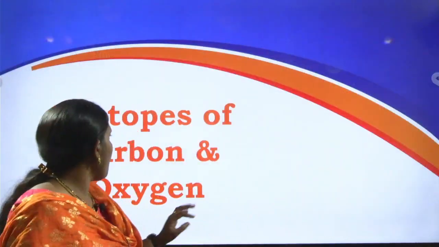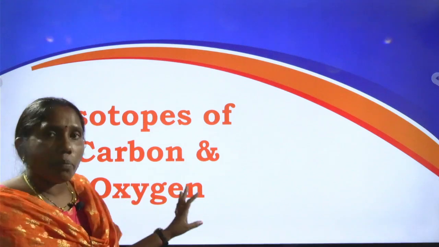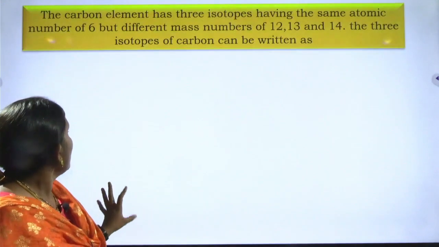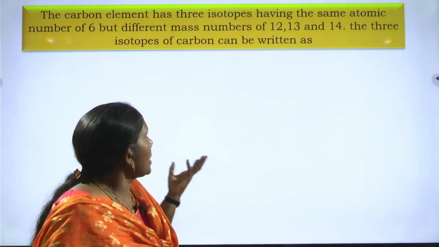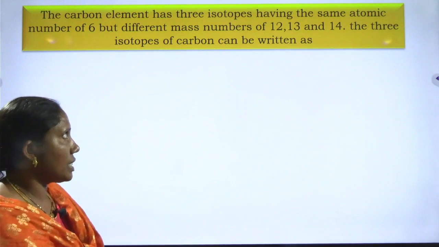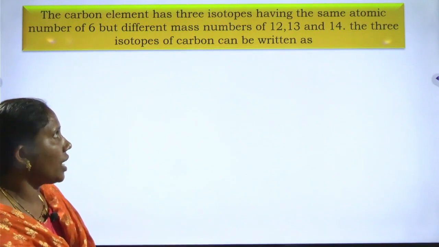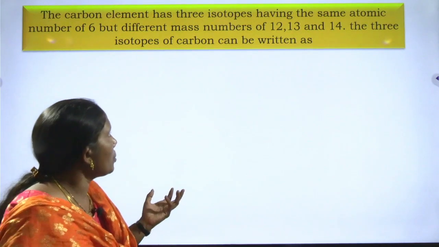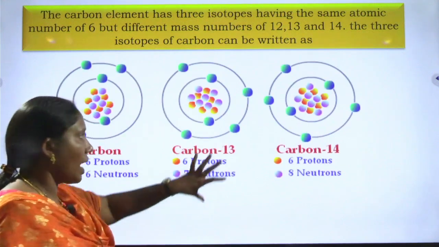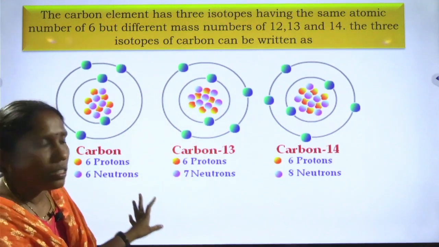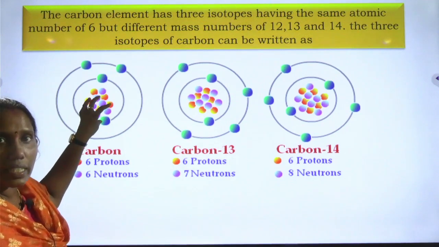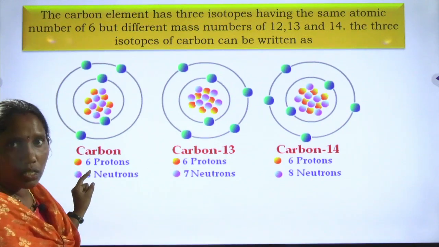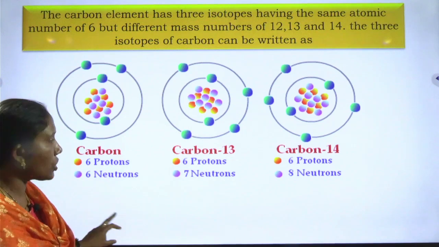Okay, see. Isotopes of carbon and oxygen also we are discussing here. See, the carbon element has three isotopes. Those have the same atomic number but different mass numbers of 12, 13 and 14. The three isotopes of carbon can be written like this. See here, these are carbon. In this nucleus, it has 6 protons and 6 neutrons. So, it is C612.